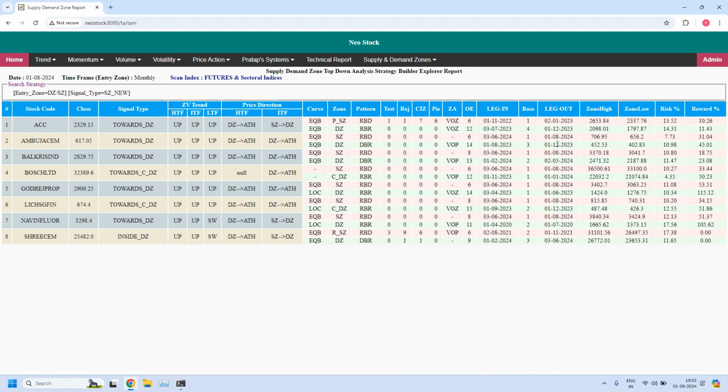So for the remaining stocks, they don't know, there is no such problem. Directly newly created zones are displayed. That way you have to understand the report carefully.